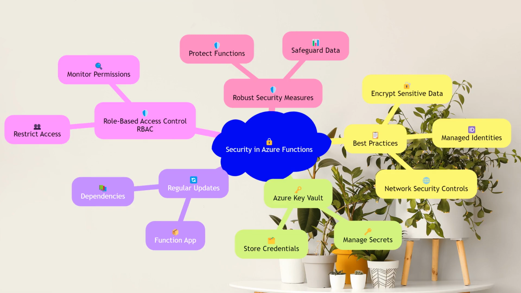Security is a critical aspect of developing and deploying Azure functions. Follow best practices to secure your functions, such as using managed identities for authentication, encrypting sensitive data, and implementing network security controls. Use Azure Key Vault to manage secrets and credentials securely. Regularly update your function app and dependencies to address security vulnerabilities. Implement role-based access control, RBAC, to restrict access to your function app and resources. Ensuring robust security measures helps protect your functions and data from potential threats.